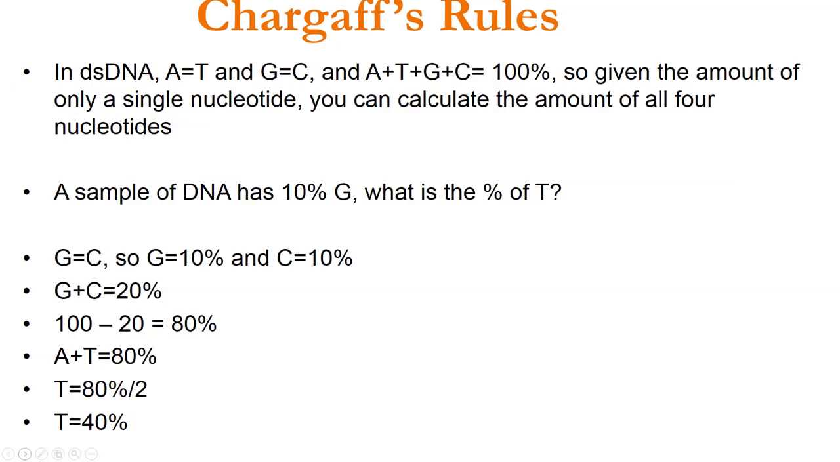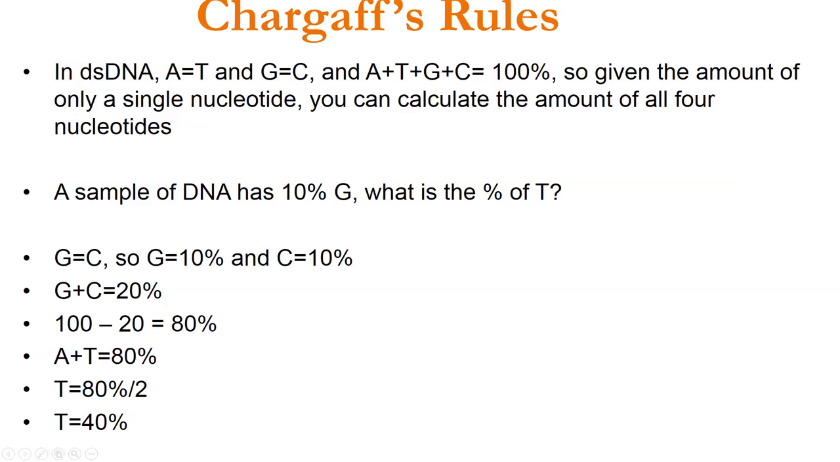Okay, so we can also use that complementary base pairing to apply Chargaff's rules to determine the amount. Given the amount of any single nucleotide in a DNA sample, we can determine the amount of the other 3 nucleotides. For example, if I give you the amount of A, you can determine the amount of T, G, and C. Okay, so that's a calculation I would ask you to be able to perform. And I've given you an example here of a question.